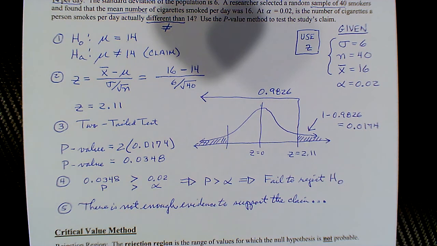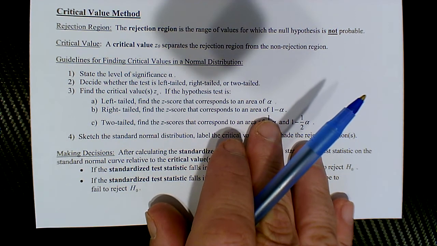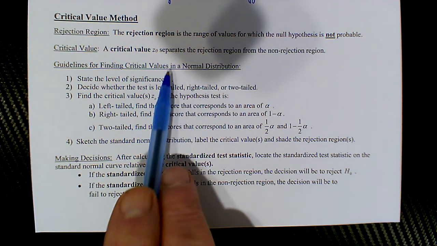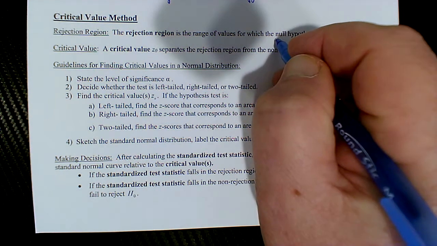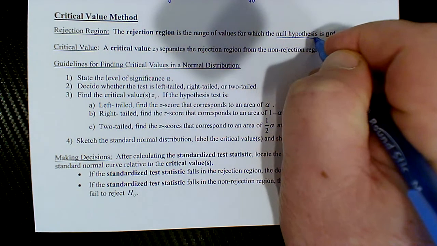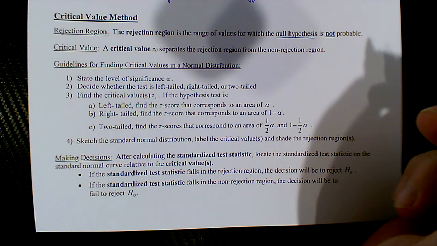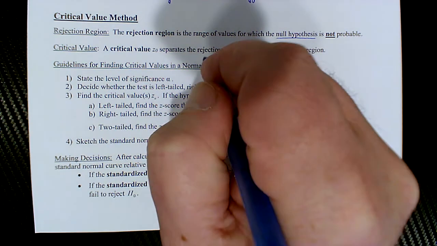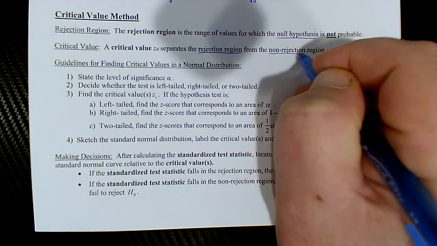And then the 2nd and 3rd step are a little bit different because we're looking for a critical value rather than a p-value. So we have what we call the rejection region, and that's when the null hypothesis is going to be rejected. It's not very probable that it will occur if the test statistic falls in the rejection region. And the critical value separates the rejection from the non-rejection region. So we have a good region and a bad region.